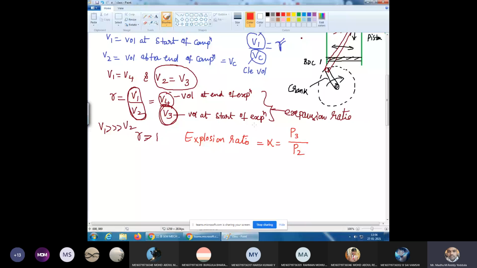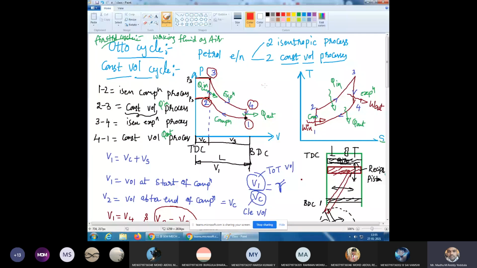And this is one thing we discussed now: explosion ratio, compression ratio is before to the after, and expansion ratio is after to the before. These things are clear? Yes, sir. So, compression process, heat addition, then expansion, heat rejection, right?